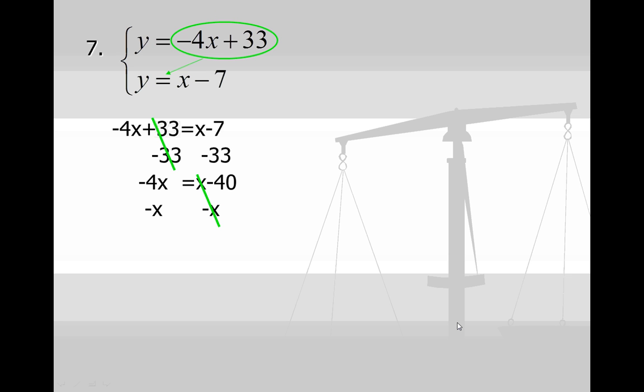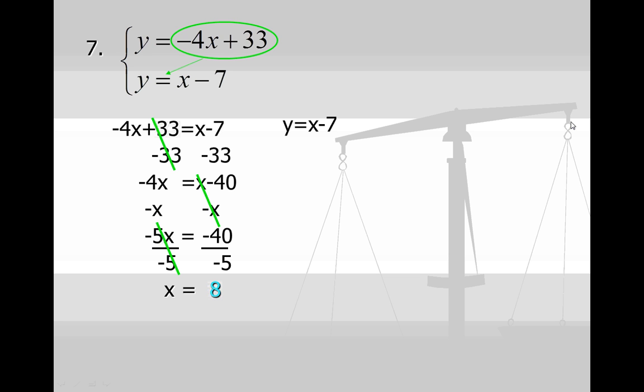Then they moved the x's to the left-hand side. Remember, it's a positive x, so you have to do the opposite and subtract x from each side. So now you have -5x = -40. Divide by -5, and x = 8. Well, we only found half of it, so now what do we do?